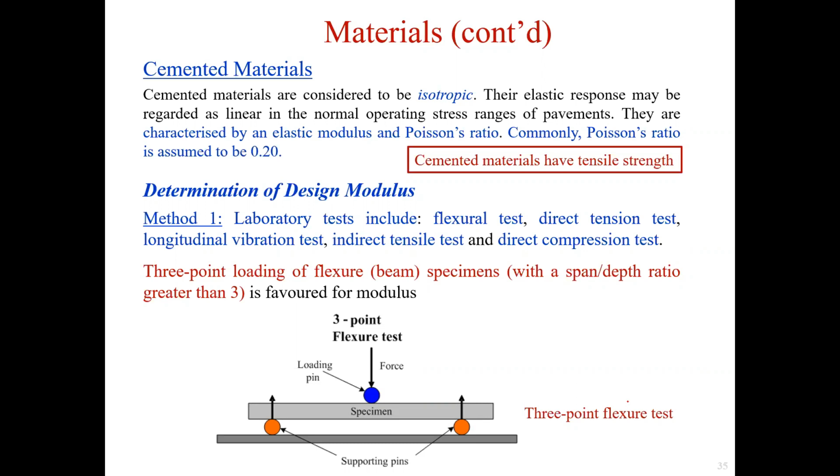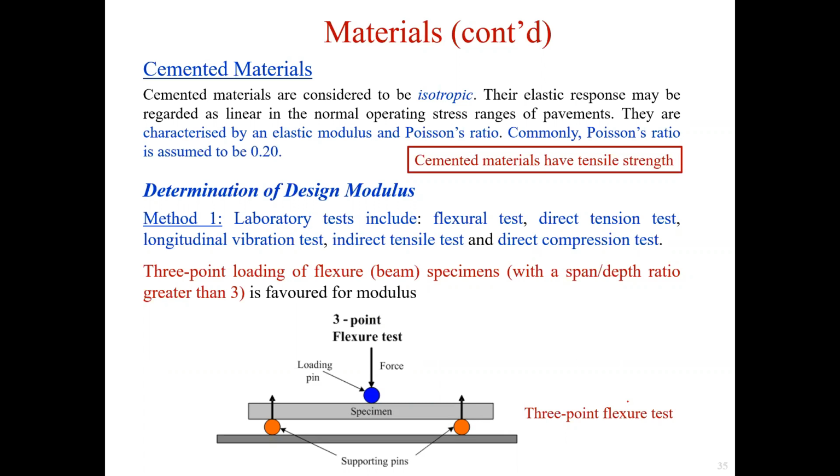There are mainly two methods to determine the design modulus of cement: the laboratory tests and empirical values in the design table. The laboratory tests include the flexural test, direct tension test, longitudinal vibration test, indirect tensile test, and direct compression test.